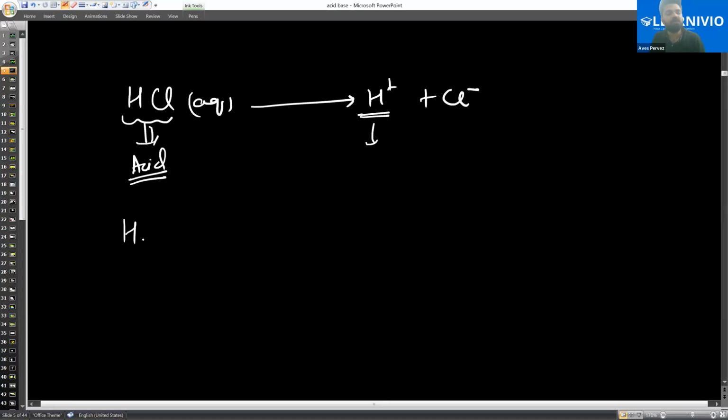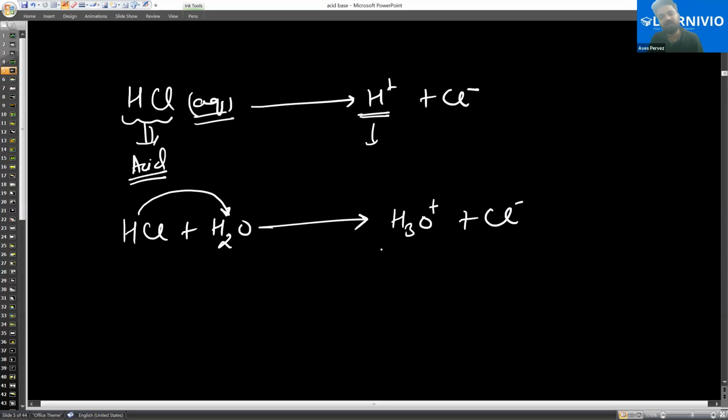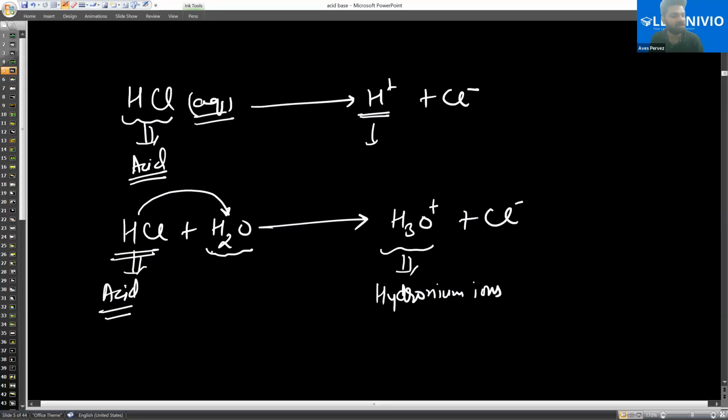But according to Bronsted-Lowry, when HCl is added to water, now I'm not writing aqueous, I'm writing H2O. This HCl will give its H plus ion to water and form H3O positive ion and Cl minus ion. This is called the hydronium ion. So HCl is donating its H plus ions to water, which means it is an acid. And water is accepting the H plus ions and forming hydronium ion, so here water is acting like a base.